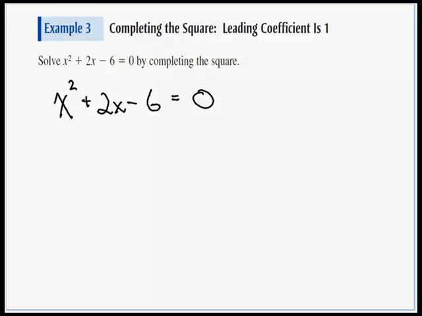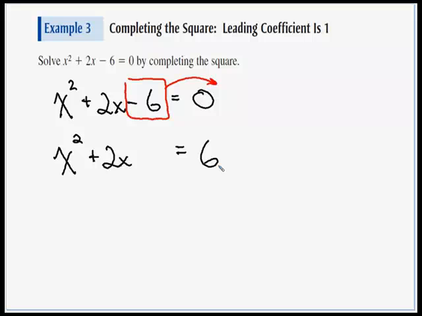What I'm going to do is, I'm not going to really change much. I'm going to move this minus 6 to the other side. I'm going to add 6 to both sides. And when I rewrite my equation, I'm going to leave a little space there. X squared plus 2x. I'm going to leave a gap. And now we're equal to, over here we had a 0 and we added 6 to both sides. So now there's a 6 on this side.